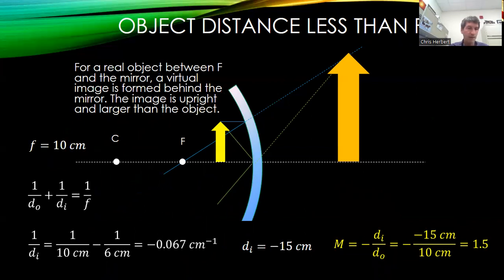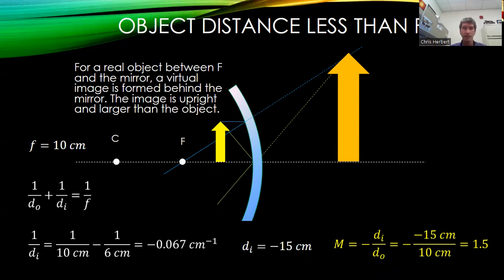So focus still 10 centimeters. Our image distance is now 6 centimeters. 1/10 minus 1/6 is negative 0.067 inverse centimeters. And that gives me my image distance of negative 15. Negative 15 divided by 10 tells me the negative sign's gone. Tells me two things. The image is virtual, and it's on the right-hand side of the mirror here. And it's magnified.